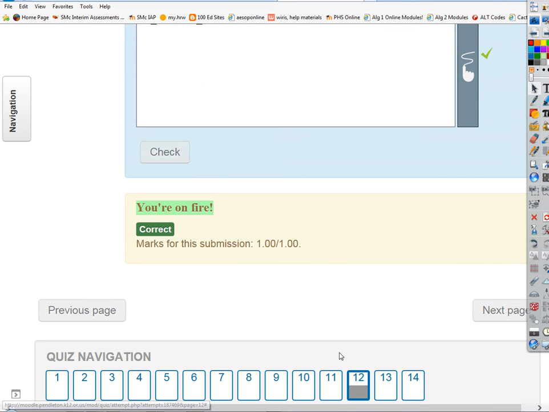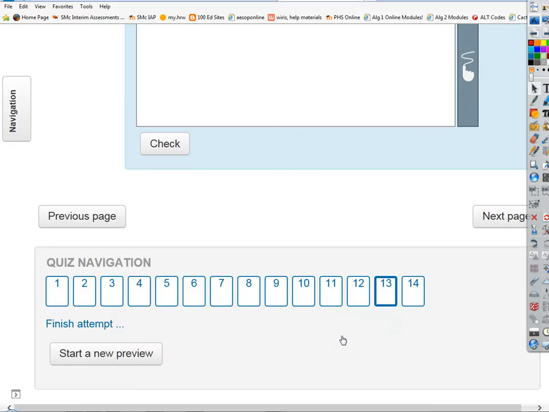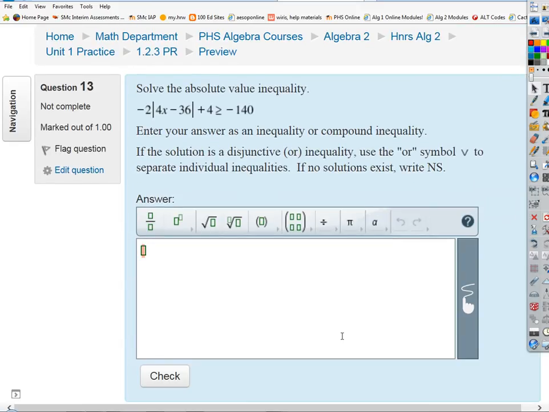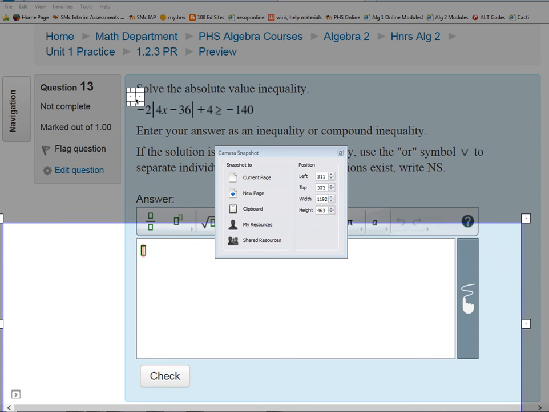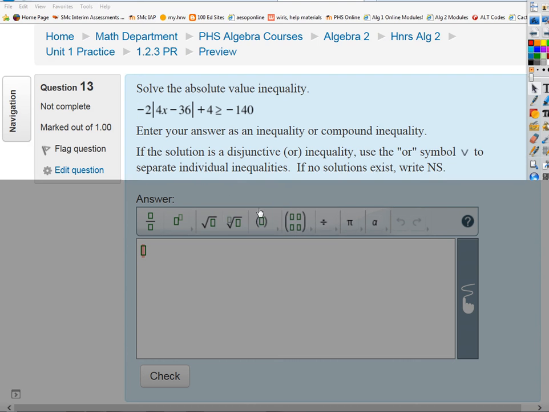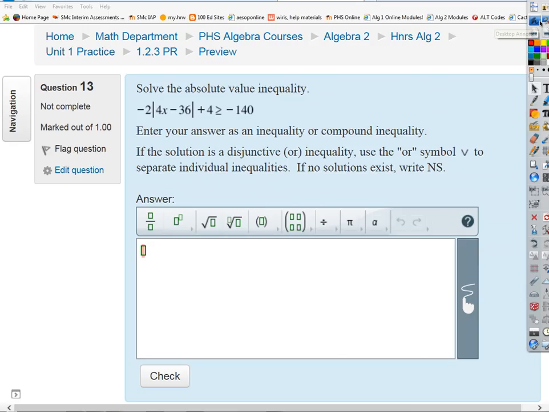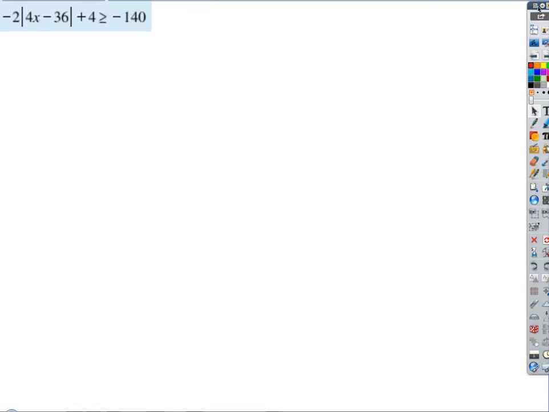Two more. Okay, this time we've got a lot of stuff to do. In fact, let's just do this. I'm going to grab this, and let's just do the work here.